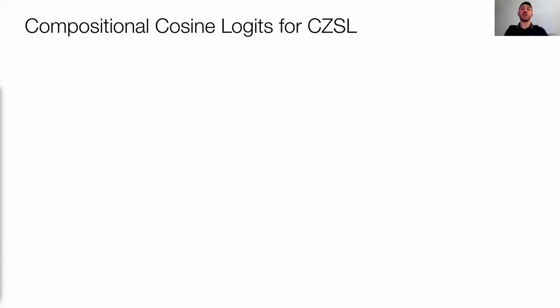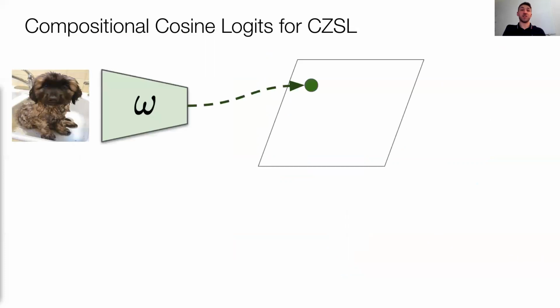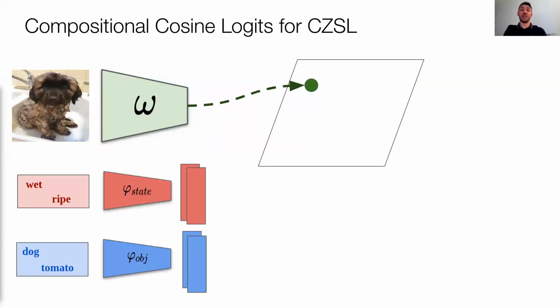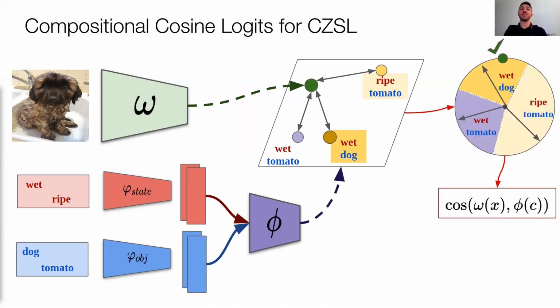To address this problem, we start with a simple approach for the closed-world scenario, which we name Compositional Cosine Logits, or CompCos. The approach first projects an image into a shared embedding space. Then it takes the objects and states, extracts embeddings for them, and a function composes these primitives to get the embeddings for each composition. We then compute the cosine similarity between the image and the composition embeddings, and we use these cosine similarities as class scores for our cross-entropy loss.